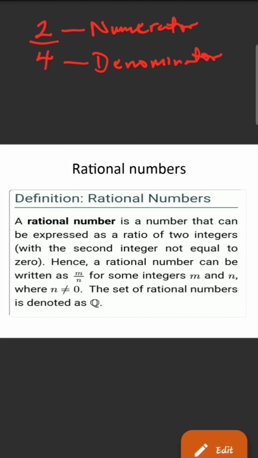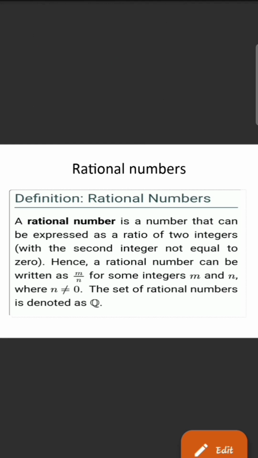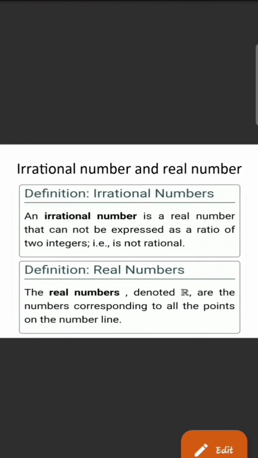So any number that can be expressed as a fraction is a rational number. In the course of the expression, we can see it written as m/n, where n is not equal to 0, because when n is equal to 0, the number is undefined. So that is that on rational numbers. Now let's move on to the next one.